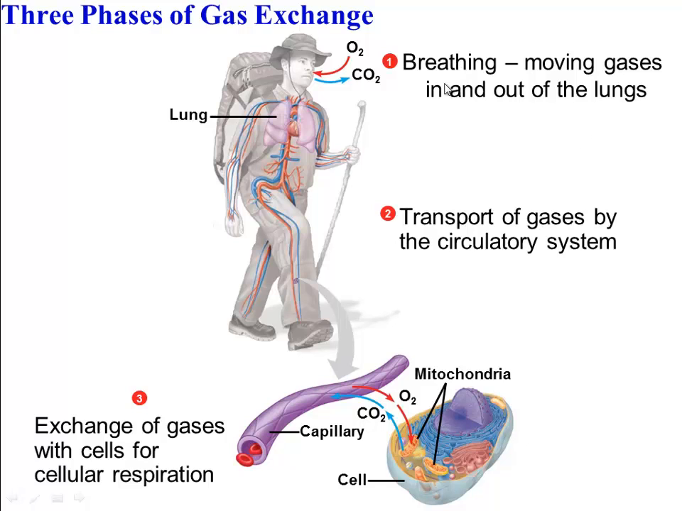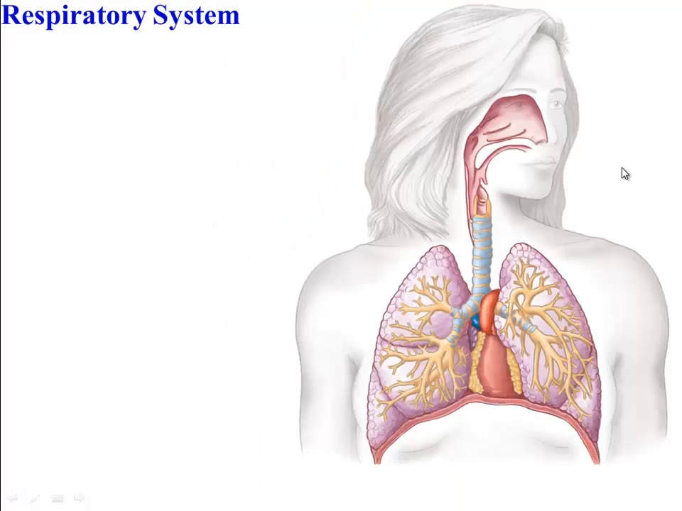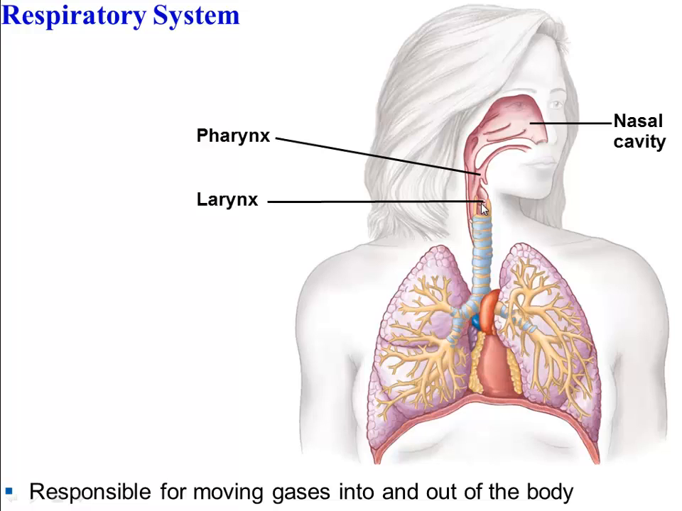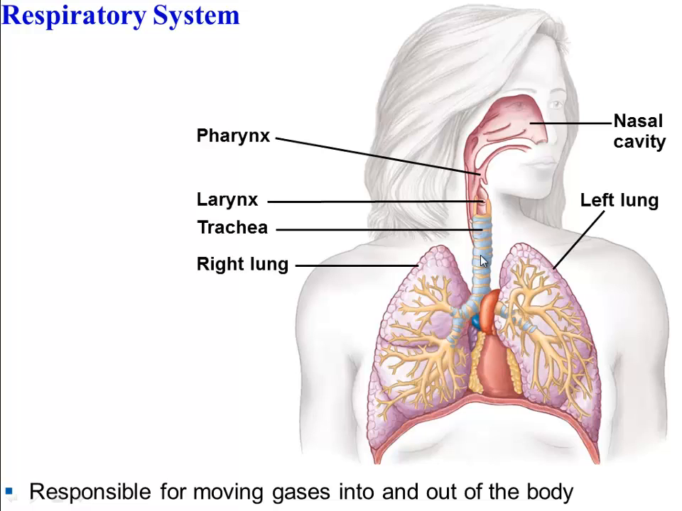In this video, we're going to focus on this first step, breathing. And that is the job of the human respiratory system, which has a few important tissues and organs. Let's start at the beginning. First, we have the nasal cavity. Air enters here. Then air passes into the pharynx. From the pharynx, air enters the larynx. It then travels through this pipe, known as the trachea, and then enters the lungs.